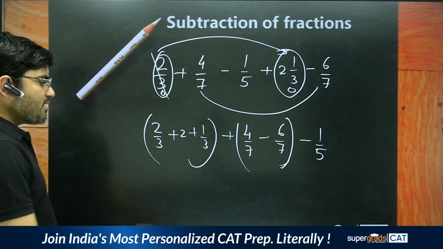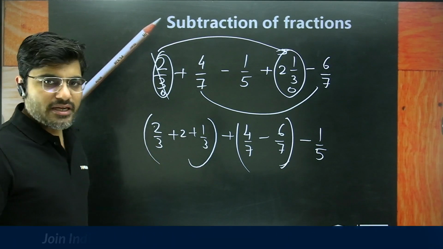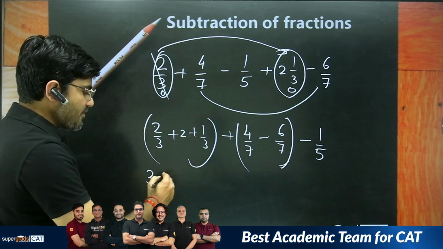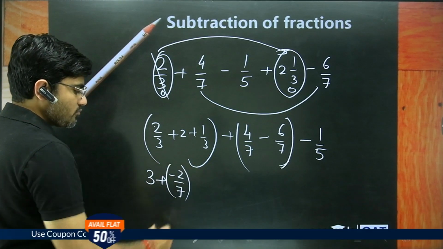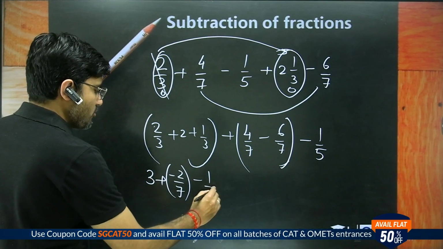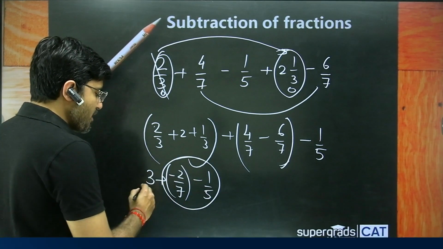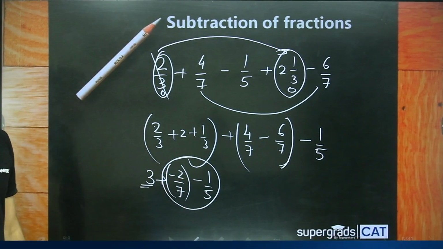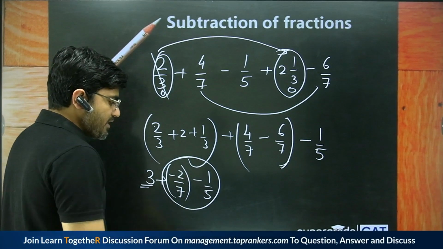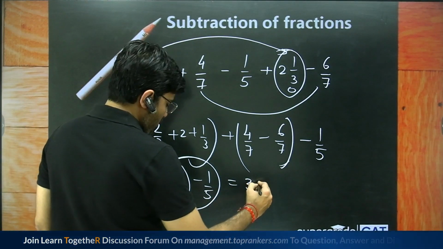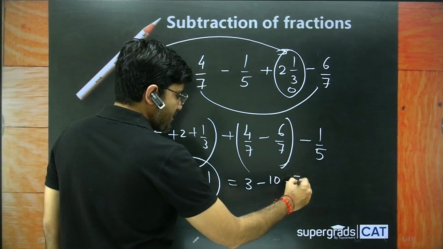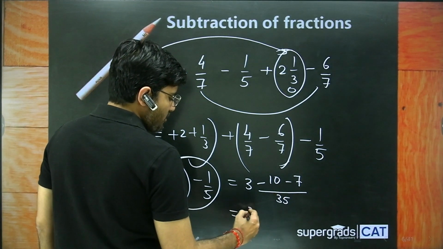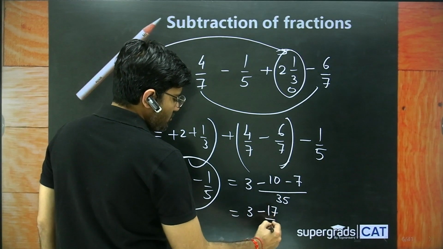And what we can do, we can see 2 by 3 plus 1 by 3 is what? 3 by 3, which is nothing but 1. So it can be written as 3 plus 4 by 7 minus 6 by 7 is nothing but minus 2 by 7, minus 1 by 5. So we will solve because this is the fraction part, this is the integer. So first we will not touch the integer, first we will solve the fraction. 5 into 2 is what? 10. And 7 into 1 is what? 7. So it will be 3 minus 10 minus 7 upon 7 into 5 is 35. So the answer will be 3 minus 17 upon 35.